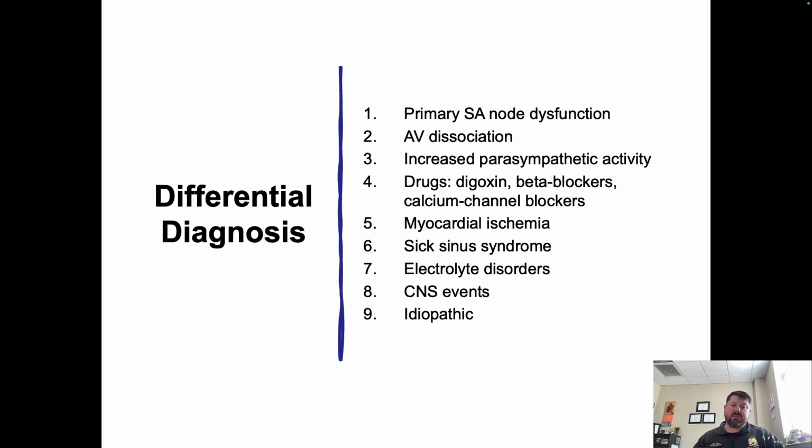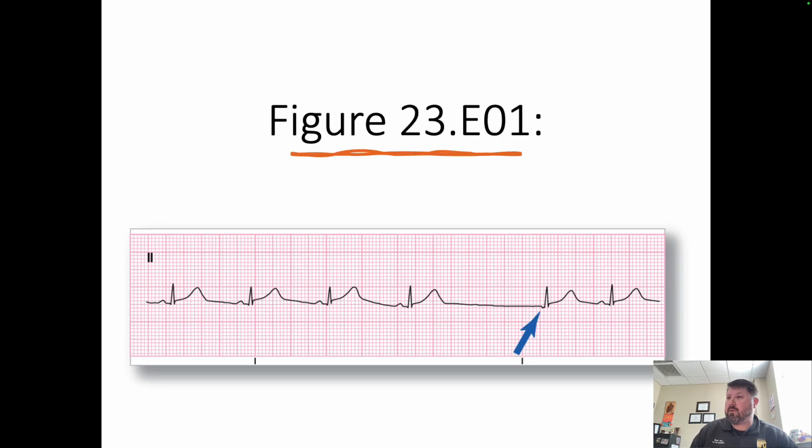Beta blockers, when they slow down the SA node especially, and calcium channel blockers too. Myocardial ischemia, sick sinus syndrome, electrolyte disorders, certain neurologic events that affect the central nervous system, or they could just occur idiopathic, though that is fairly rare. So let's look at a couple.